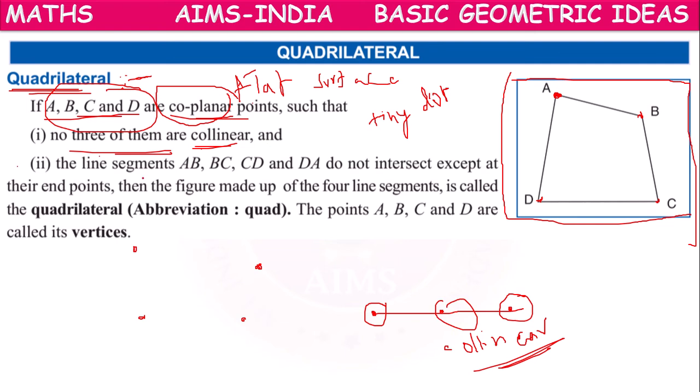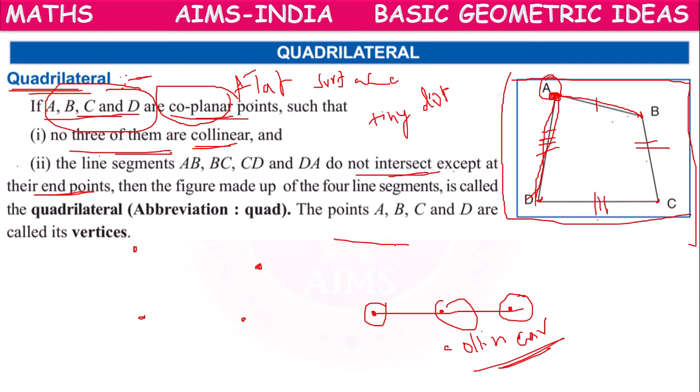And the line segments AB, BC, CD, DA do not intersect except at their endpoints. Here the line AB is there, the line AD is there. The two lines are intersecting at A, which is the endpoint of line AB and line AD. So they have to intersect exactly at the endpoint.